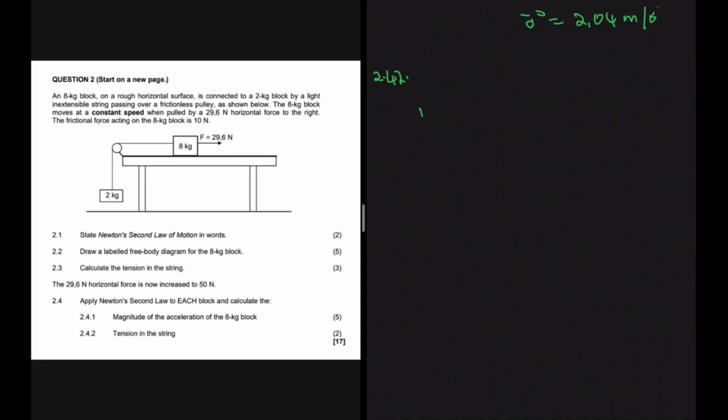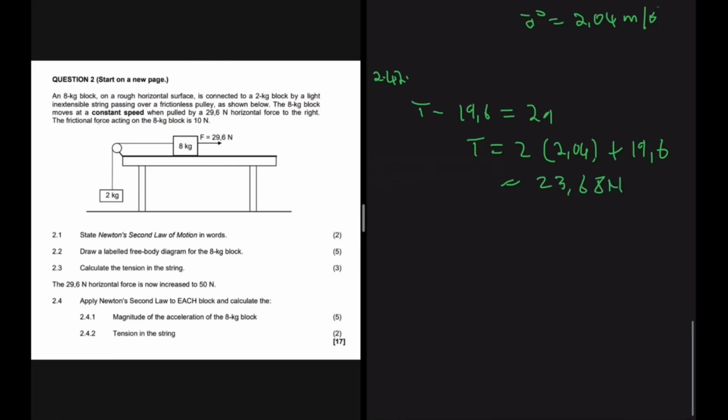So we have t minus 19.6 equals 2a. So t equals 2, we're saying that a is 2.04, right? And then we add 19.6. Let me put that in my calculator real quick. 2 multiplied by 2.04 plus 19.6. That gives me 23.68 Newton. And that's it for this problem.